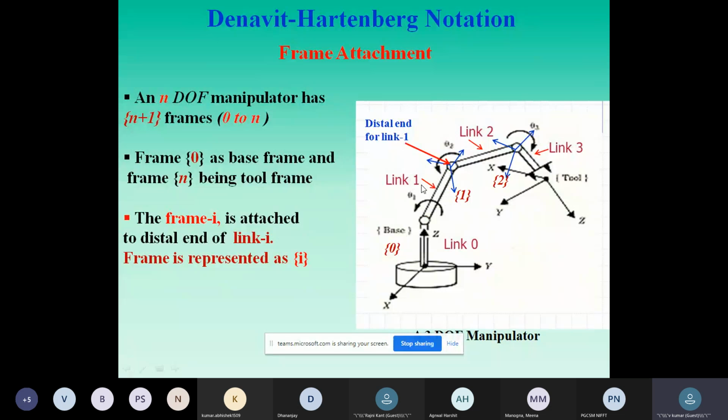In link 1, at the distal point of the link, frame 1 will be attached. At link 2, at the distal point, here we will use frame 2. Similarly for link 3, at the distal point, here the tool point, there we attach frame 3. In this way, frame attachment. Remember in this convention the frame will be attached at the end point of the link, the distal point of the link.